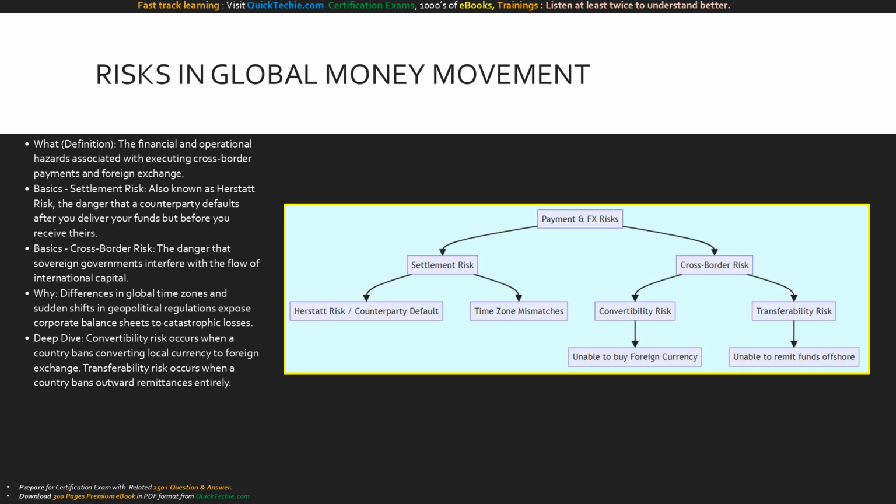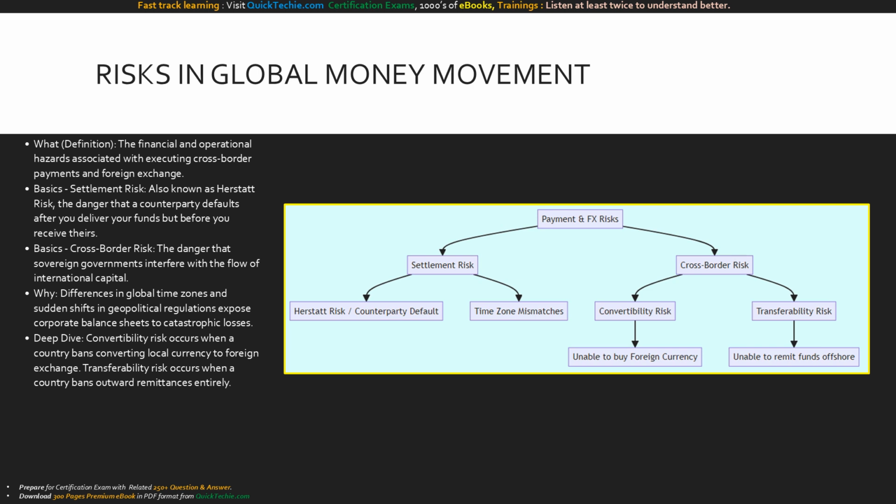Global money movement is fraught with financial risks that the Treasury must actively identify and manage. One of the most severe threats is settlement risk, famously known in the industry as Herstatt risk. This occurs when one party delivers its side of a foreign exchange transaction, but the counterparty defaults before delivering the other currency, often due to time zone differences in global banking hours.